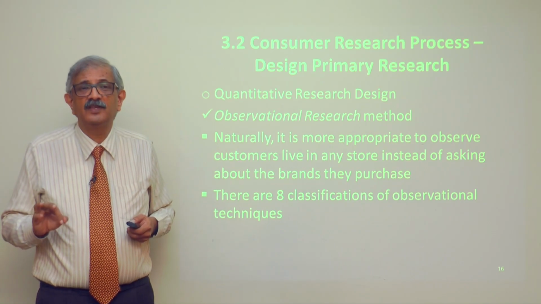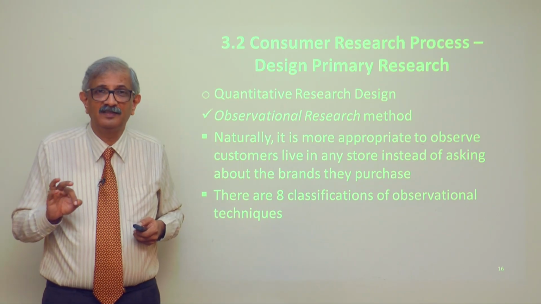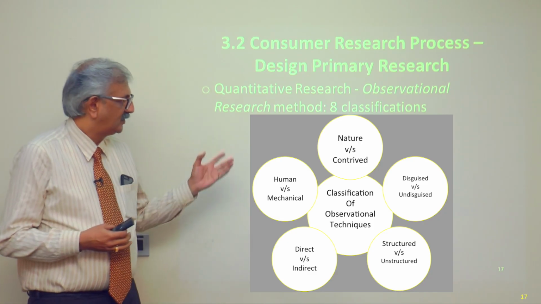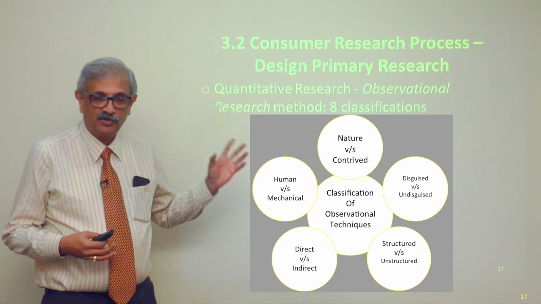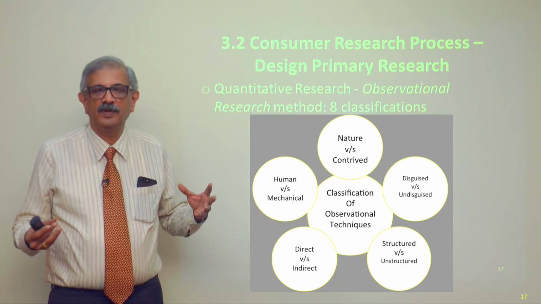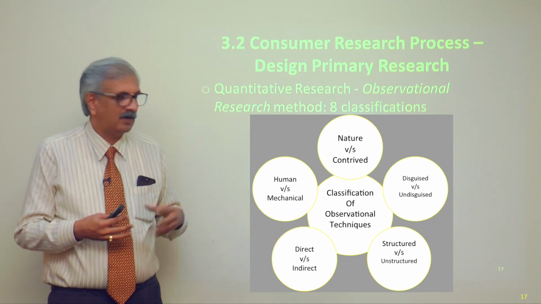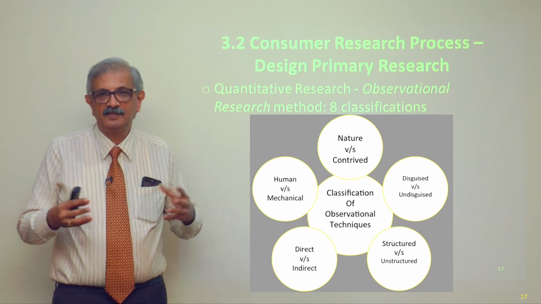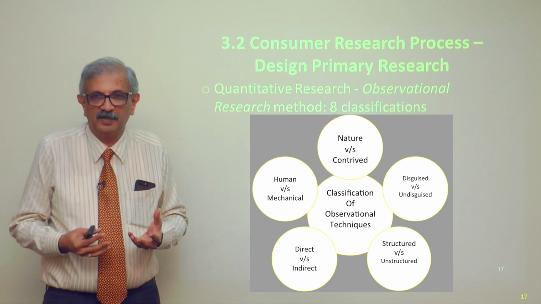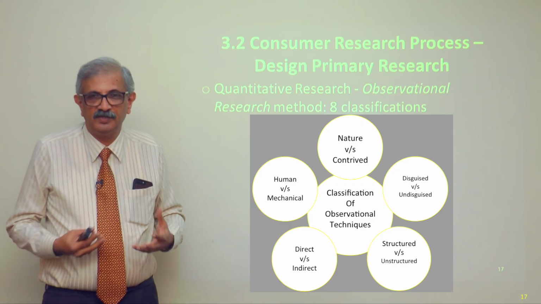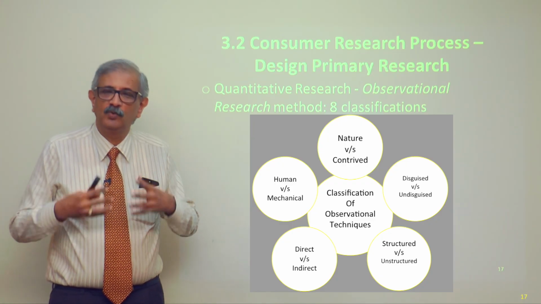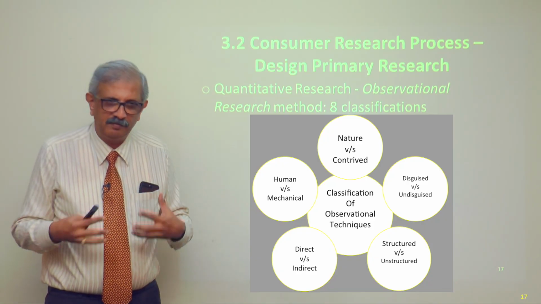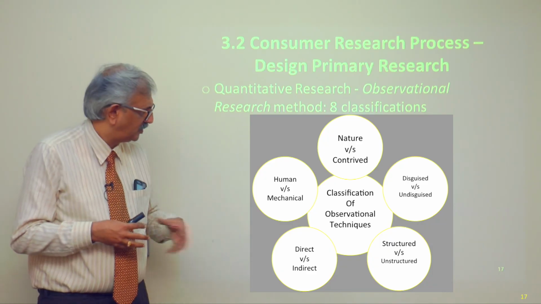There are 8 classifications of the observation methods that we need to understand. So what are they? Let's understand natural versus contrived. Natural surroundings versus what you do in a set-up surrounding. That is one way of looking at it. Disguised versus undisguised. Disguised is when you do not reveal to the consumer that he or she is under observation, and undisguised is when you convey to consumers that they are under observation. So that way it is known to them and they behave, and you try to get the observations done.